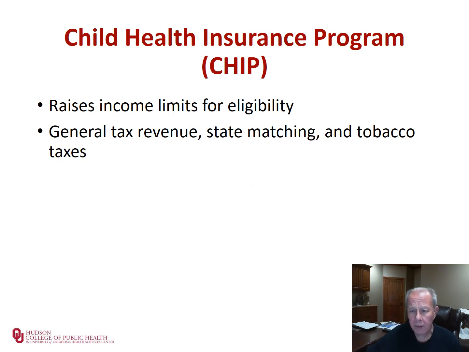And then one of the specific programs under Medicaid is the Child Health Insurance Program, or CHIP. And the nice thing about CHIP is it raises income limits for eligibility. So the poor at even higher levels of the federal poverty limit can be eligible, and it provides a lot of health care for children in the United States. It's paid for by general tax revenues, state matching, and also some tobacco taxes.